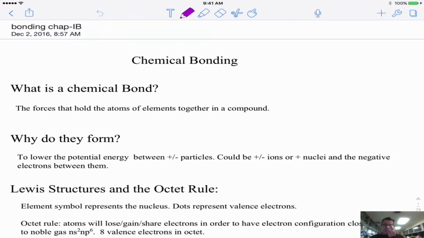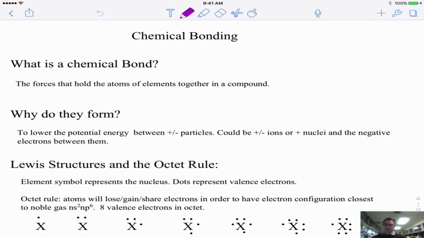So first, before we do the basic stuff about ionic compounds, let's talk generally about what a chemical bond is. When I think about a chemical bond, it's always the forces of attraction that are holding elements together in a compound. Now these are always what's known as electrostatic forces, meaning that there are opposite charges, positive, negative.